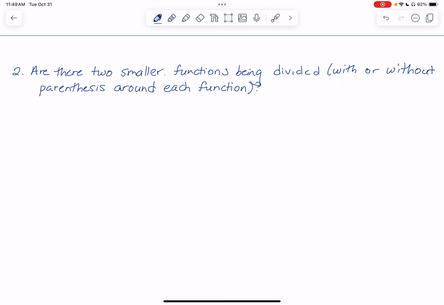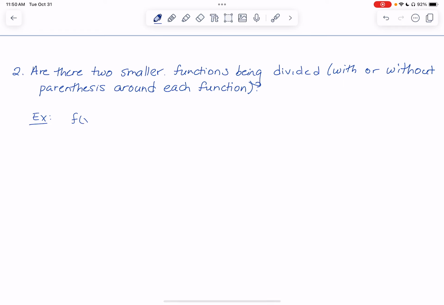Again, we're looking at our function, and let's say this time we're seeing two smaller functions inside of our large function, let's say f of x or some such thing, and they're being divided, and there may or may not be parentheses around them. So again, just like with the product rule, it might be helpful to rewrite this just so that you can easily see them. They do tend to be a little easier to see just because they're separated by the line that tells us we have a quotient there.